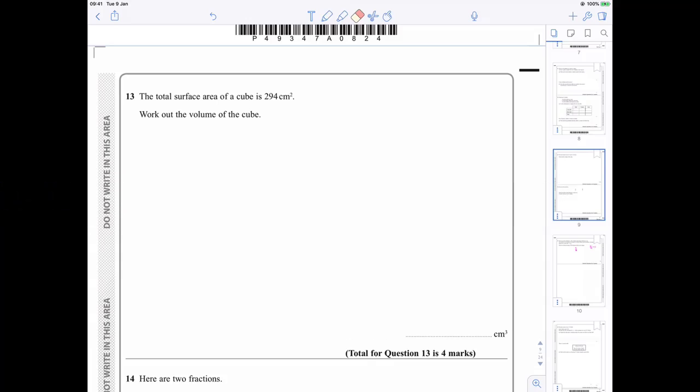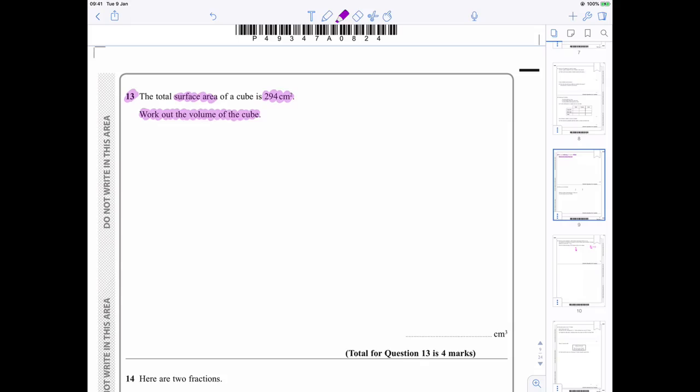Okay, right, I want to work this number 13 out. So it says that the total surface area of a cube is 294 square centimeters. So that's its total surface area. And then it says work out the volume. Okay, so that's the total surface area of the cube.